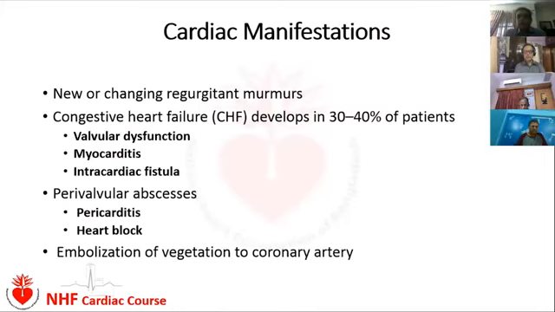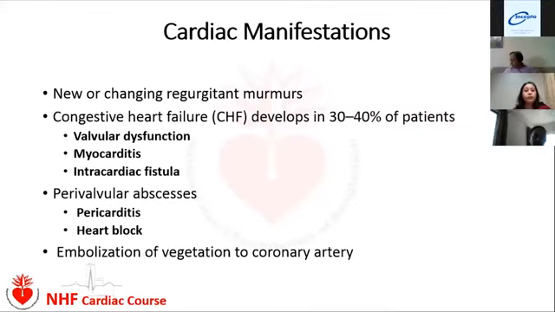So for our practical purposes, we usually classify the manifestations into cardiac and non-cardiac. The cardiac manifestations are at first those of his primary disease, like aortic valve disease or mitral regurgitation or cyanotic congenital heart disease. But for endocarditis, he will start having a new or changing regurgitant murmur. He might have congestive heart failure in 40% of cases due to severe valvular dysfunction, myocarditis, or intracardiac fistula. There will be perivalvular abscess leading to pericarditis or heart block leading to bradycardia. There may be embolization of the vegetation into the coronary artery leading to myocardial infarction.